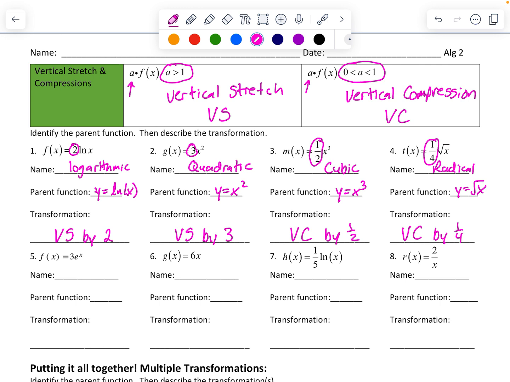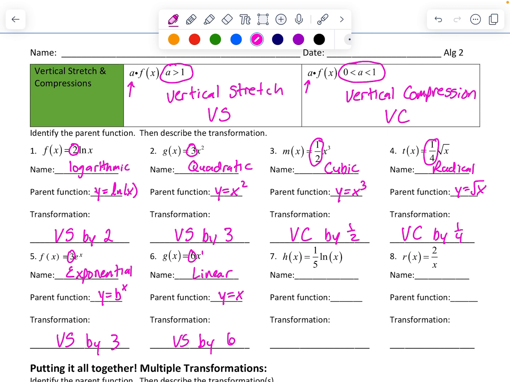All right, number 5, I see an e to the x, which tells me exponential. So y equals b to the x is its parent function. And it's a 3 in the front, bigger than 1, so vertical stretch by 3. 6, I see an x. Biggest exponent would be that invisible 1, so it's going to be linear. So y equals x. And it has a 6 in the front, so vertical stretch by 6.